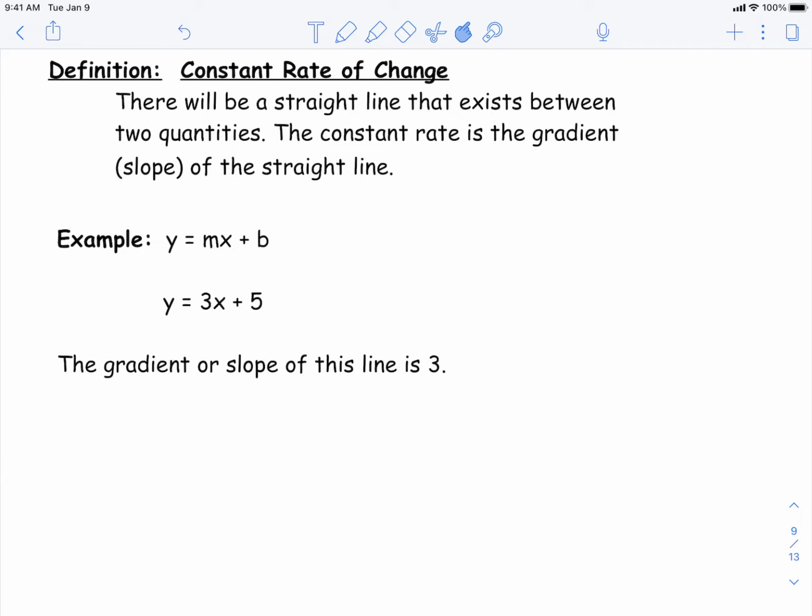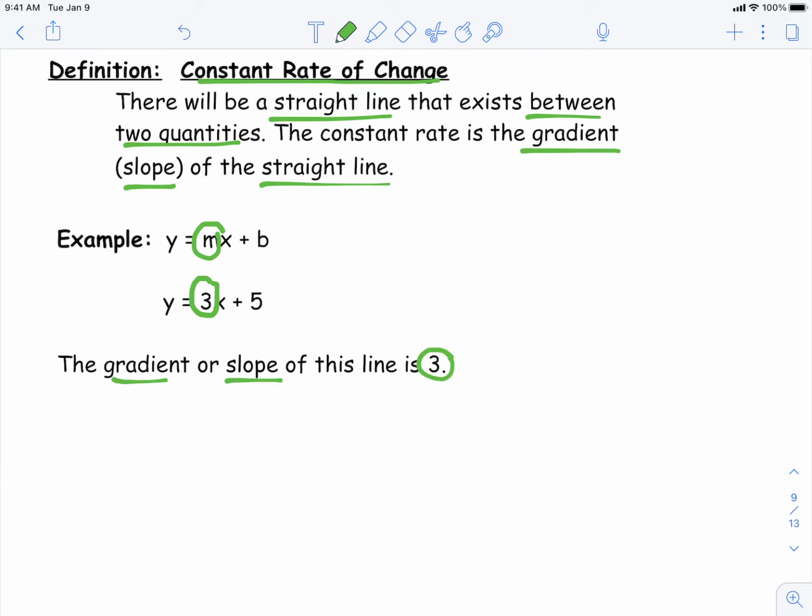All right, this video is on constant rate of change. The definition for the constant rate of change is there will be a straight line when you have a constant rate of change that exists between the two quantities. That constant rate is your gradient or slope of a straight line. So here's an equation that's in y equals mx plus b. The m is 3. So your gradient or slope of that line would be 3.